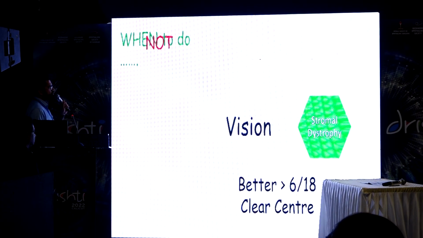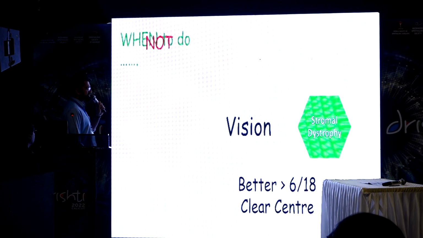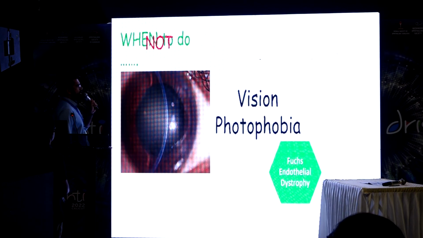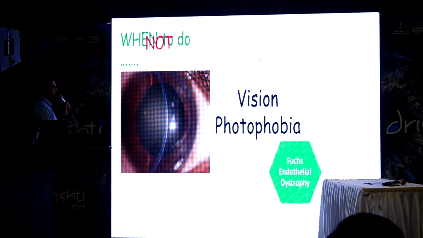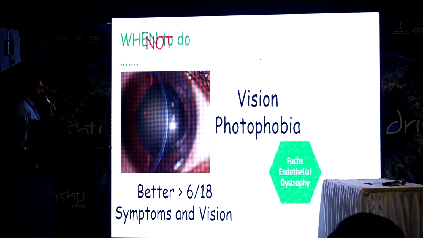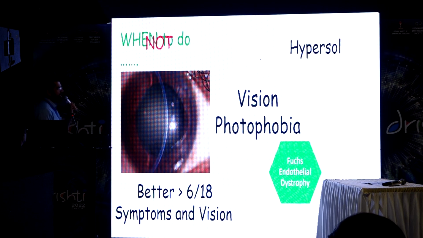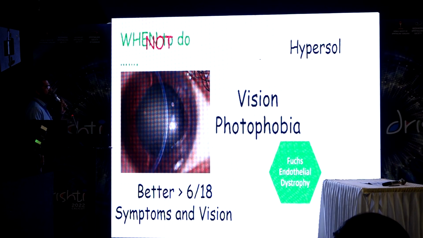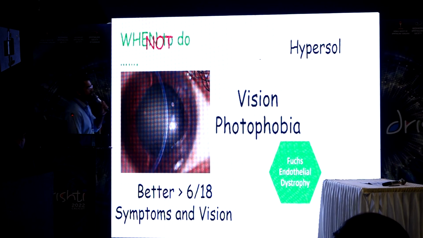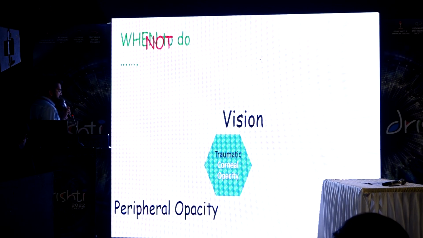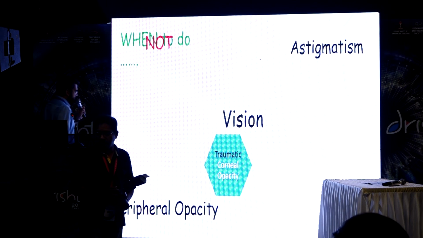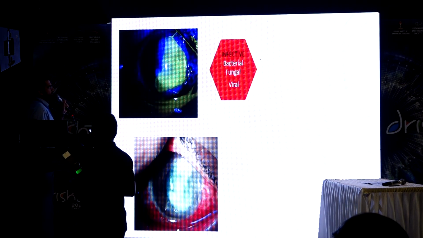In stromal dystrophies, when the vision is much better than 6/18 with a clear center and the patient is not complaining too much, we'll just hold on. Fuchs endothelial dystrophy, when it can be managed with drugs for his symptoms, we can continue managing it, but when it gets worse with pain and photophobia, then we can think about DSEK, otherwise we can manage with sodium chloride. Traumatic corneal opacity, when the opacities are restricted to the periphery and astigmatism is minimal, it can be managed with glasses, and the peripheral opacities need not be taken care of.